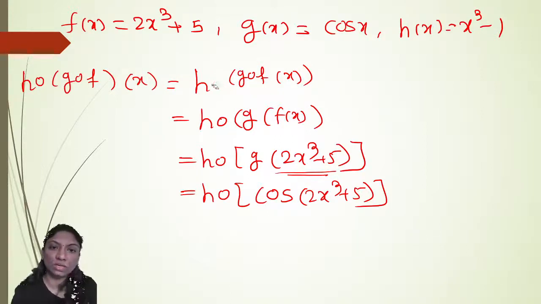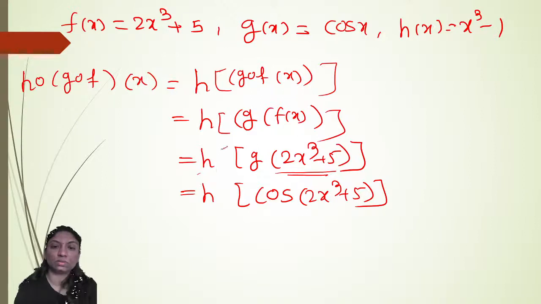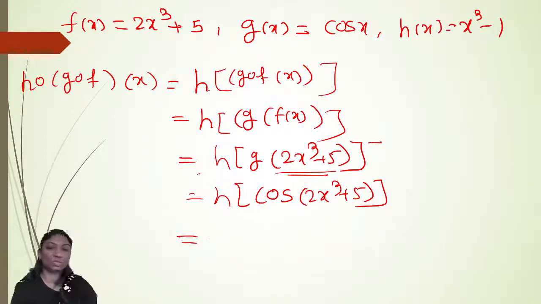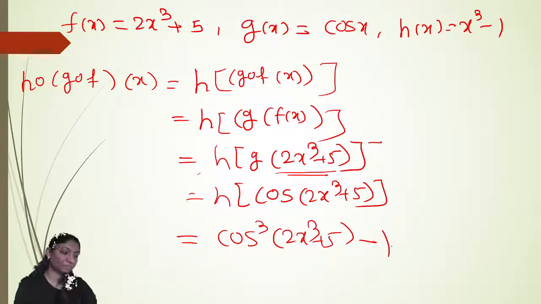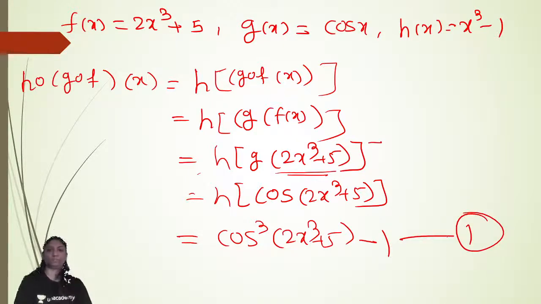Now this is your x for h. So h of x is equal to what? cos cube x, so cos cube of 2x cube plus 5, minus 1. This is called equation number 1.